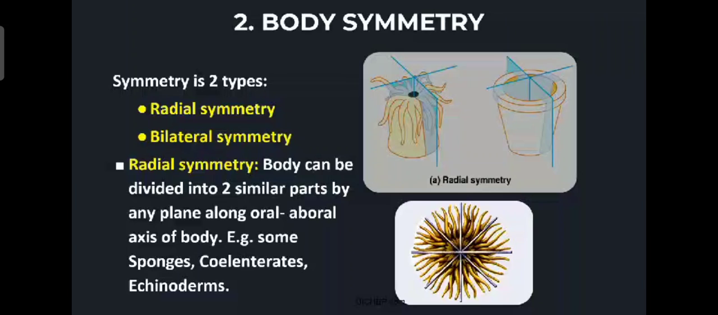So the first diagram you can see, that is the coelenterate, and the last diagram below, that is the echinoderm. So in any plane if you cut the animal, you will get the two equal parts. So that is called as radial symmetry.